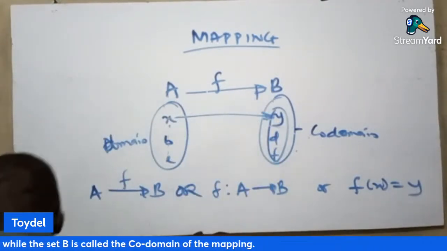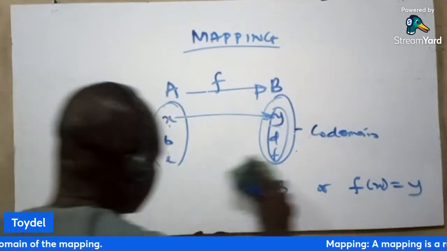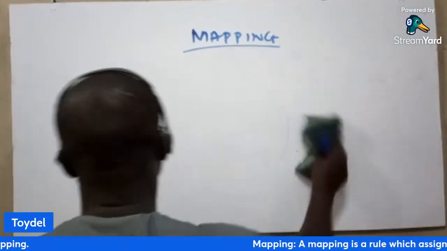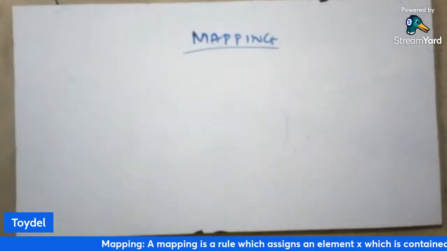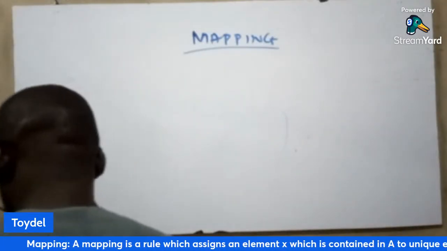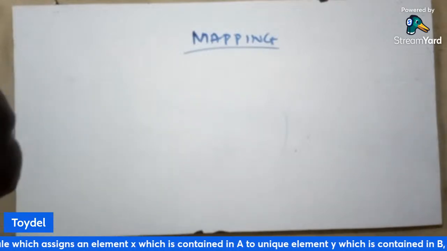As we proceed in the teaching, I'm going to give the definition of each of the concepts required under mapping. The subset of the codomain, which is the collection of all the images of the elements of the domain, is called the range.